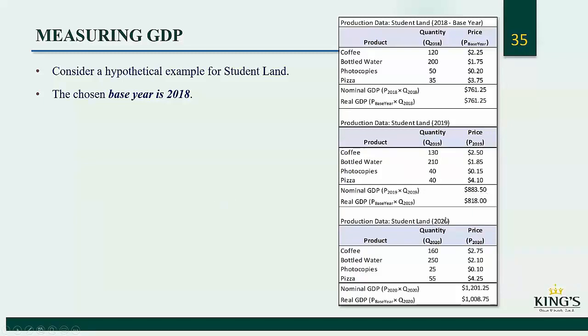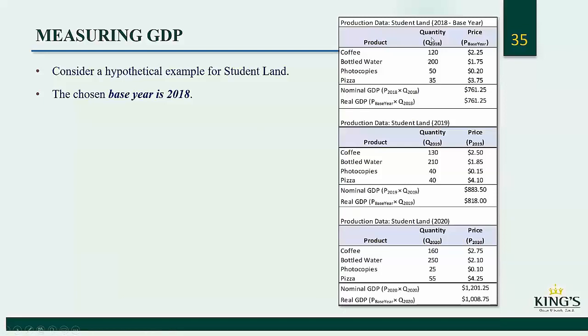Okay, so anyways, in 2019, we have nominal GDP being $883.50. In 2020, 1,201.25. And so we can see here that nominal GDP has increased. Just because this has increased doesn't necessarily mean there's more economic activity. Roughly eyeballing this, we do see some of the quantities increase, but then some of them have actually fallen.